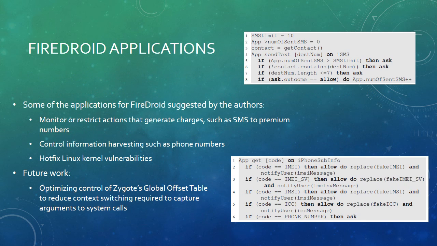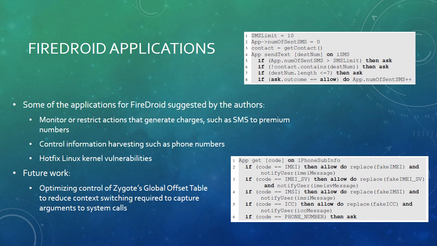Here are some of the security applications for FireDroid that were suggested by the paper's authors, along with examples of FireDroid policy language implementations of those policies. One example is to monitor or restrict actions that might generate financial charges, such as sending SMS messages to premium numbers. This example policy sets a limit of 10 SMS messages that can be sent by an app before it must prompt the user to allow additional messages. Another example controls harvesting sensitive information, like your phone number or hardware ID. It can substitute fake numbers or prompt the user whether to allow it.